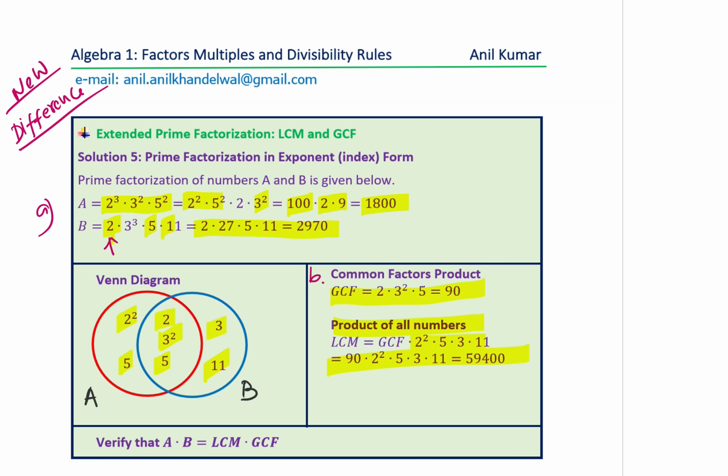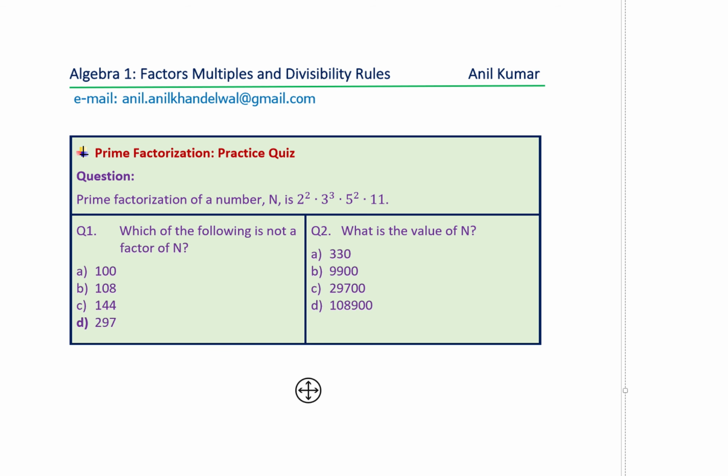So with that, we end our session of learning on this side, but we'll explore further with the help of some questions. So that brings us to the first question on what we learned just now. The question here is, prime factorization of a number n is 2 square times 3 cube times 5 square times 11. And question 1 is, which of the following is not a factor of n? Can you tell me? Which of these are not a factor of n? 100, 108, 144, 297. Take your time to answer this question.